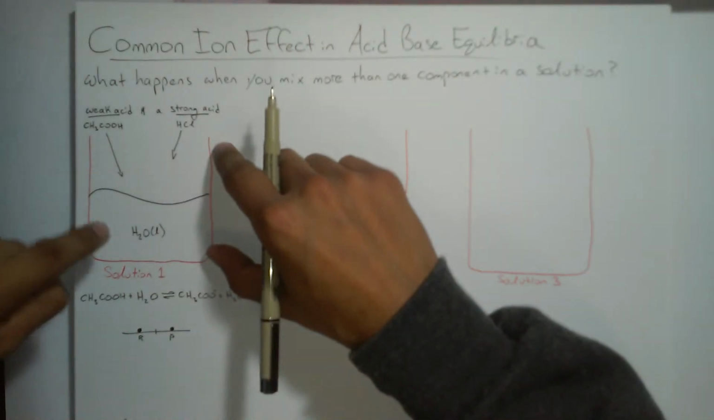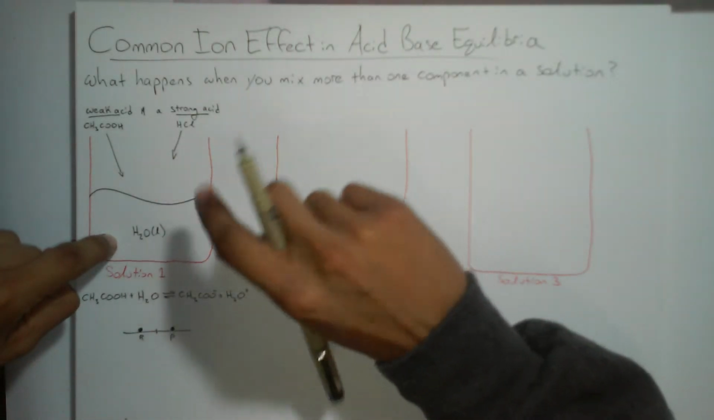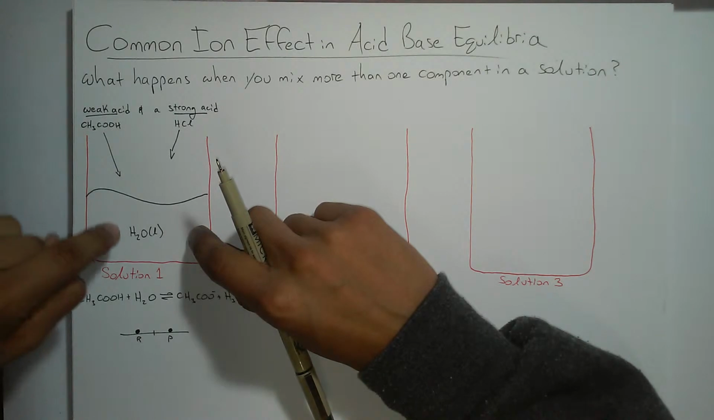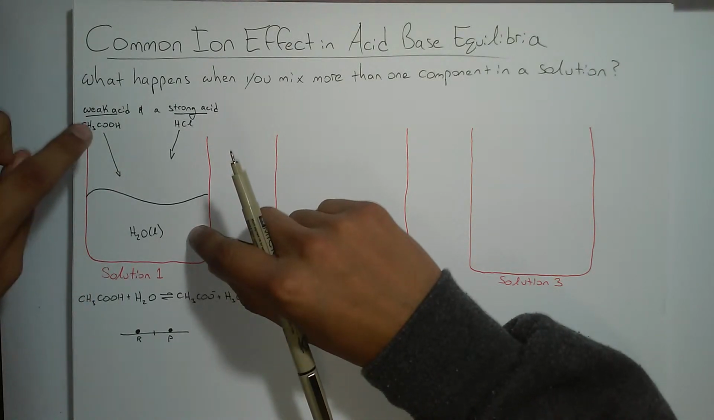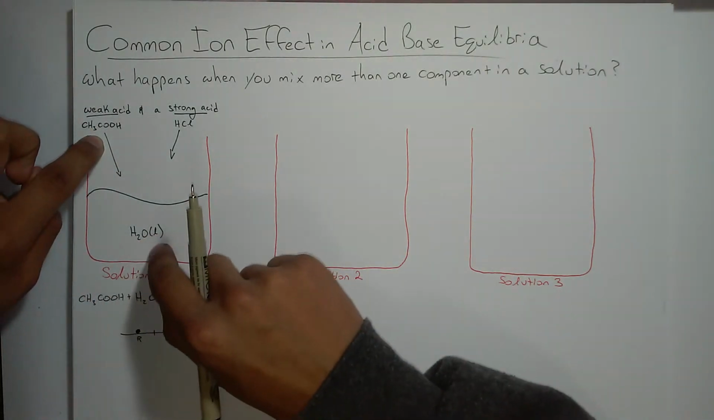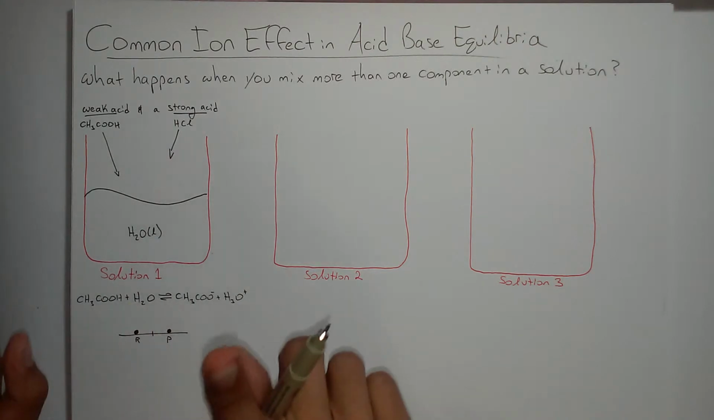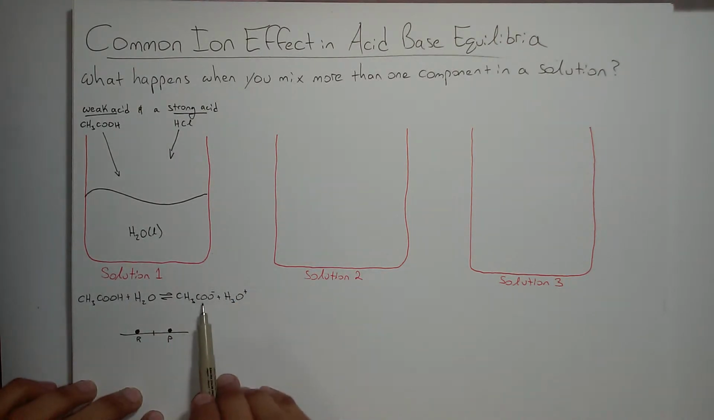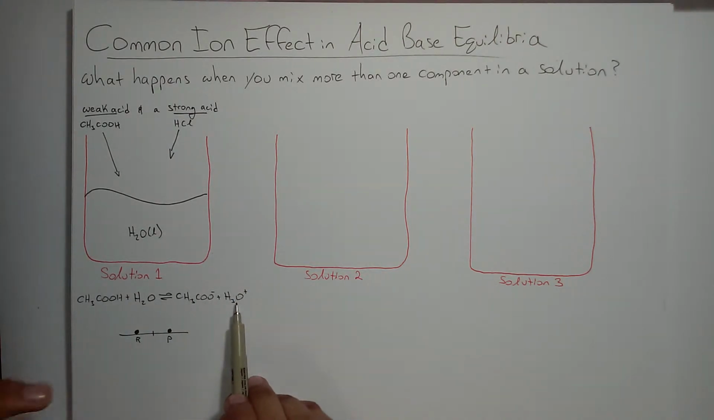I had a beaker that only contained water initially. I took acetic acid, I tossed it into the water. What happens when acetic acid comes in contact with water? Those 2 components are going to react with one another. You're going to form its conjugate base and a hydronium ion.